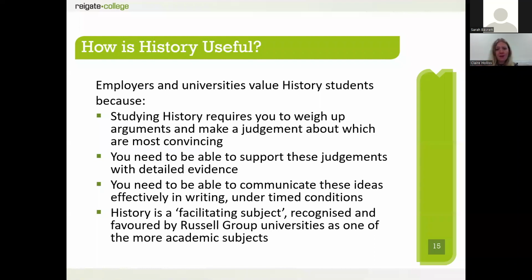So studying history allows you to weigh up arguments, make decisions about them and judgments. It helps you learn the skills of making a case, supporting your ideas with evidence, communicating those ideas both verbally and in writing. And it's generally seen as one of those really good value academic subjects, which Russell Group universities and other employers just like to see, which shows some really good skills on the part of the students who take it.